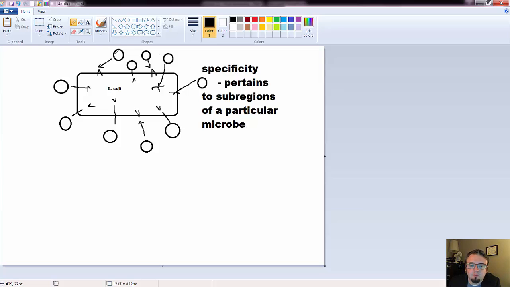Now theoretically it only takes one to kill the cell. So theoretically, by just simply triggering one type of lymphocyte against it, you would be able to kill it.